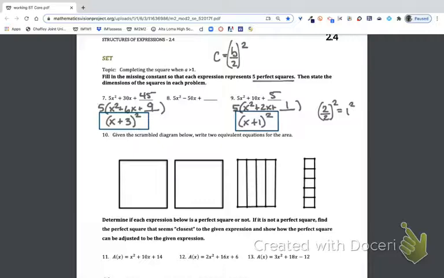As a little bonus, I'll do number 10, just because I want you to see what's happening here. We need to write 2 equivalent equations. The first that I'd like to do is just clean up the muck. Just take care of what I see and call it good. And what I see is 2x squareds. I see 4 x's. And I see 1, 2, 3, 4, 5 single squares. So that would be one way of doing this.